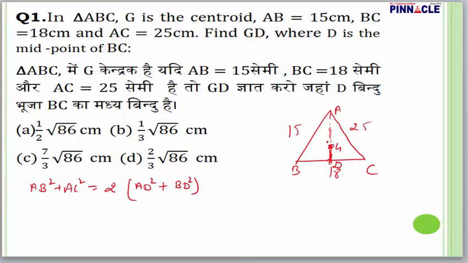So in fact, GD would be 1/3 of AD. If we know the value of AD, then GD is 1/3 of it. Now from this, AB is 15. 15 square would be equal to 225. AC is 25, 25 square would be equal to 625. That is 850 is the value of this. 850 divided by 2, 425. This is 425.